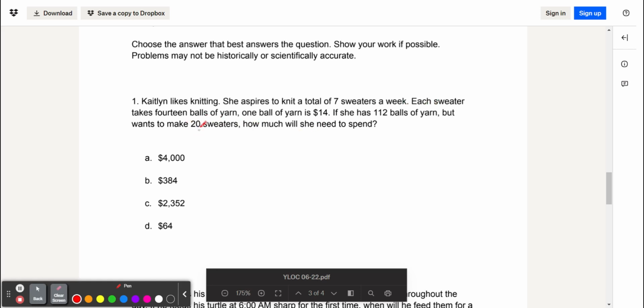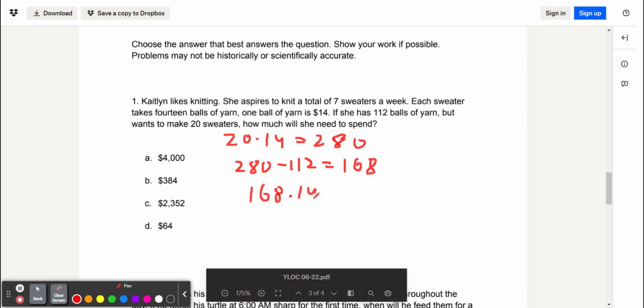She wants to make 20 sweaters, and each one requires 14 balls of yarn. That means we need 20 times 14 balls of yarn, which is equal to 280. We already have 112 balls of yarn, and we need to find out how many we need to buy. So we do 280 minus 112 to find how many balls we need to buy. And this should give us 168. Now we'll multiply 168 by 14 because each ball of yarn is $14, which will give us 2,352, which means that C is our final answer.